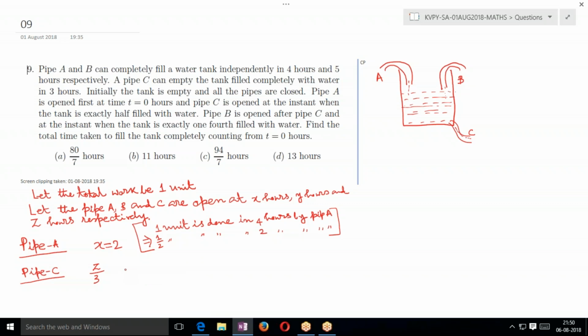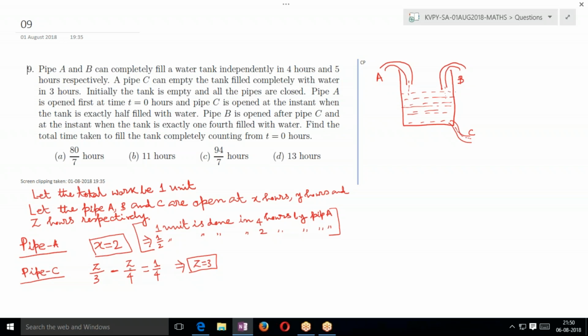Then what happened? As pipe C is emptying, first Z by 3 is emptying, but at that time Z by 4 is also there, because it is operational for Z hours. It is contributed by pipe A to pour water. That means the releasing of water is reduced. So it will open for 1 by 4. Correct? And if you simplify, you will get Z is equal to 3.